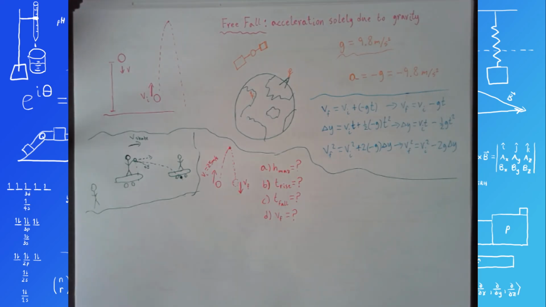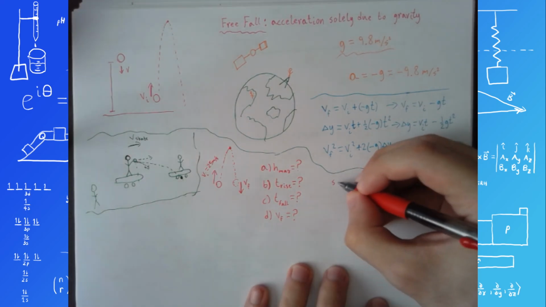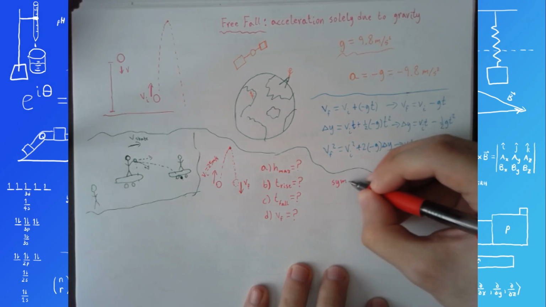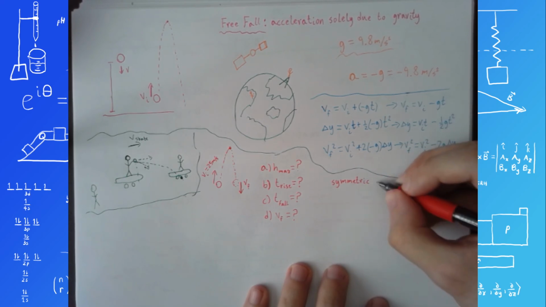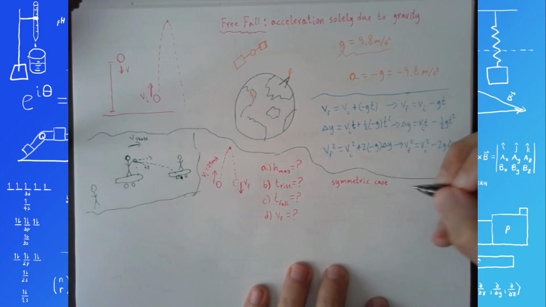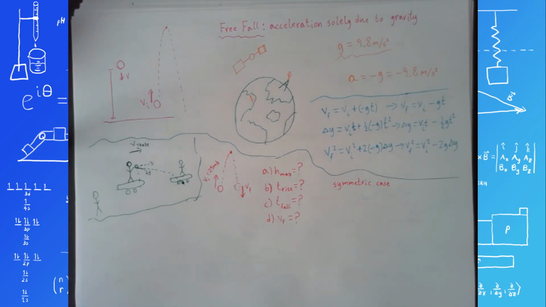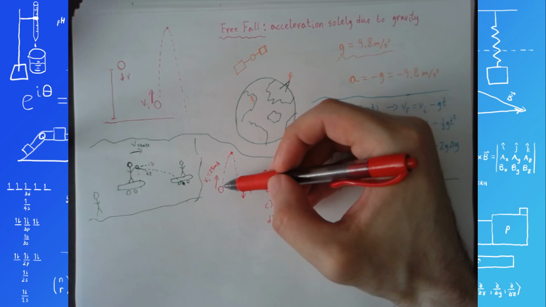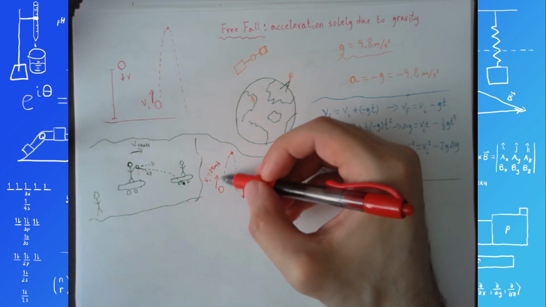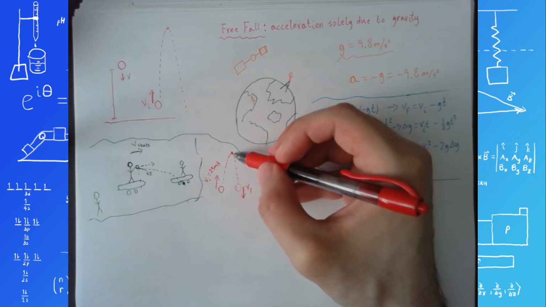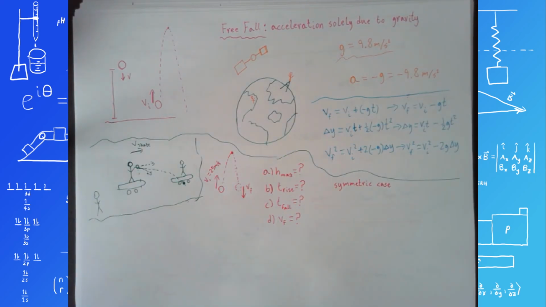So this is what I like to call a symmetric case. Not an official term, but this is how I like to refer to it, a symmetric case of free fall. What makes it symmetric is, one, the acceleration doesn't change at any point on the way up or on the way down. The acceleration is always negative 9.8. The acceleration goes against the velocity on the way up and goes with the velocity on the way down.